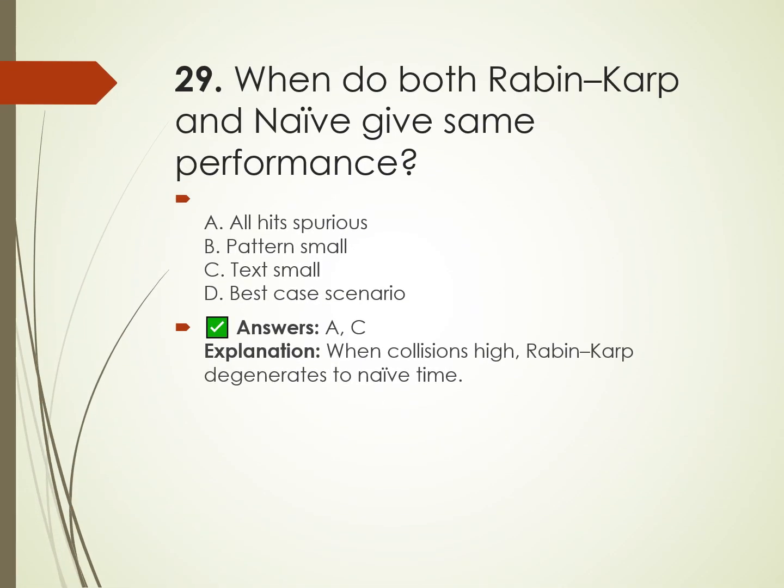When do both Rabin-Karp and naive give the same performance? A. All hits are spurious. B. Pattern small. C. Text small. D. Best case scenario. Correct answer is A and C.